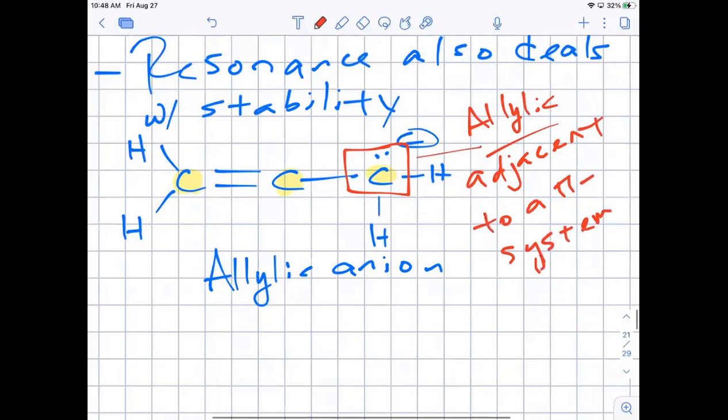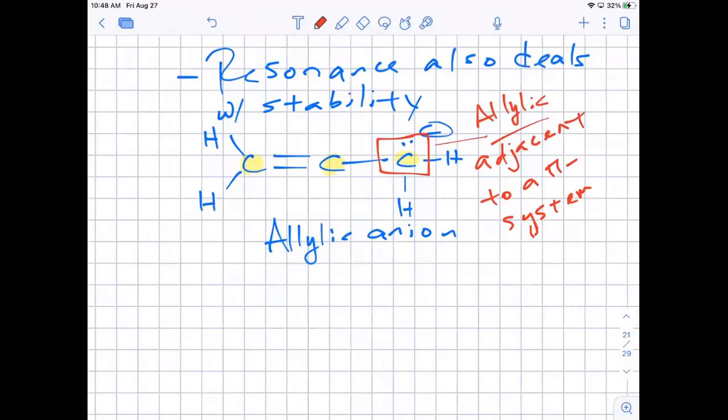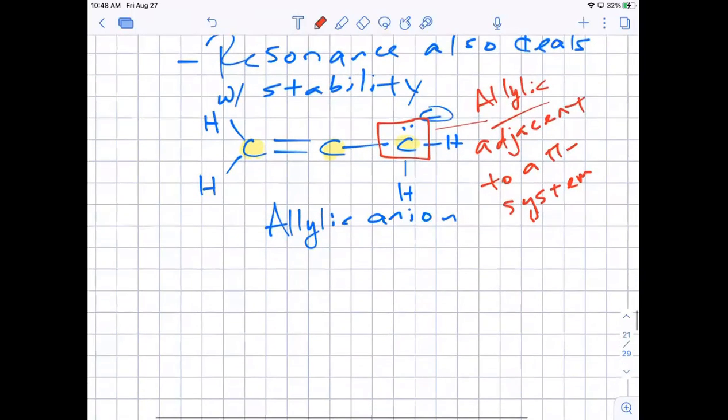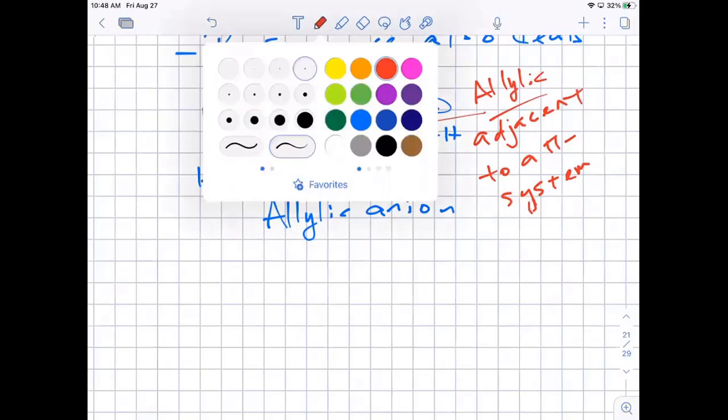So the definition of allylic is an atom that is adjacent to a pi system. So you've got an allylic anion. You can also have an allylic cation.